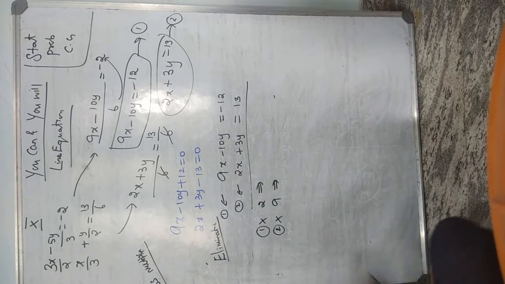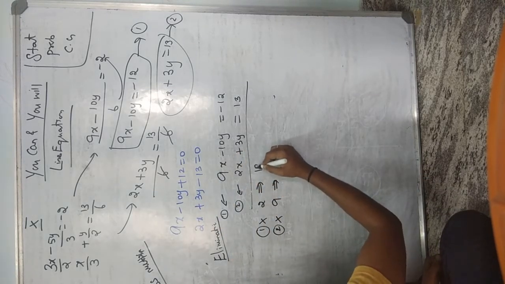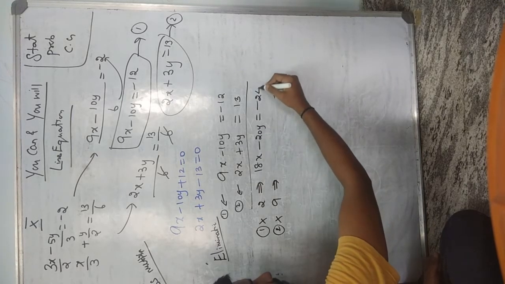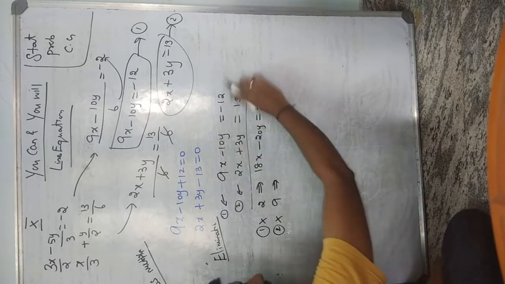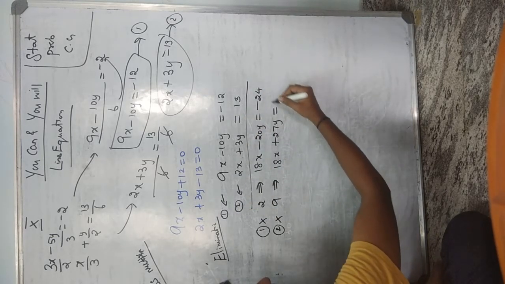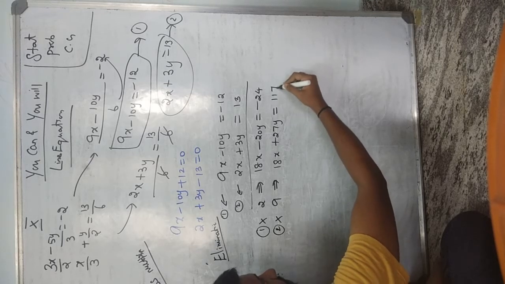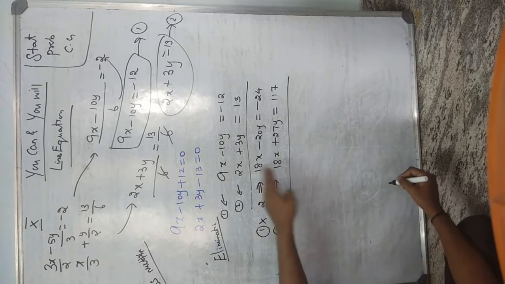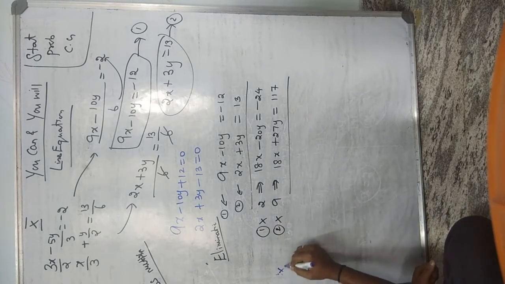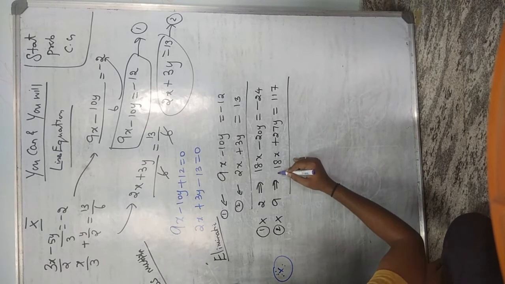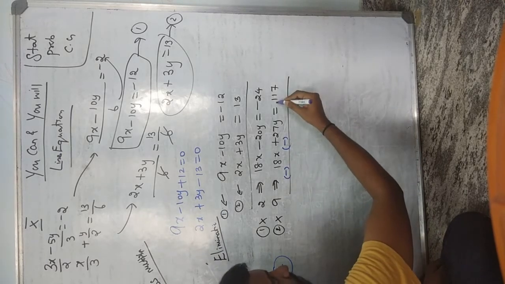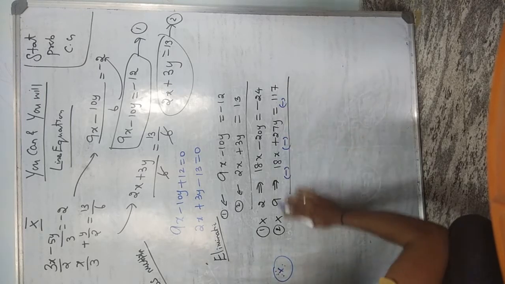Multiplying by 2, you get 18x minus 20y equal to negative 24. If you multiply by 9, you get 18x plus 27y equal to 117. Now you got the same number. Now you have to change the symbol, this is an important step. Your plus symbol will become minus. You have to change the symbols in one equation, the second equation.